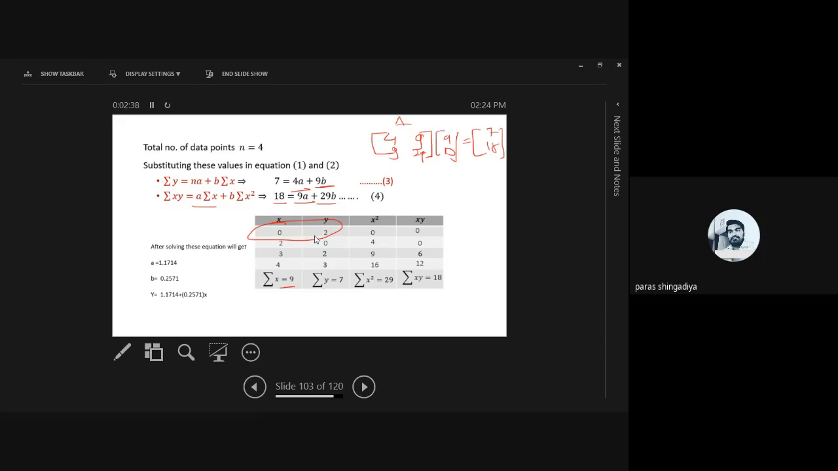That is not an exact straight line which will pass through all these 4 points. That is not possible. By using this scenario we cannot find an exact line which will pass through all these 4 points. Why is it not possible?